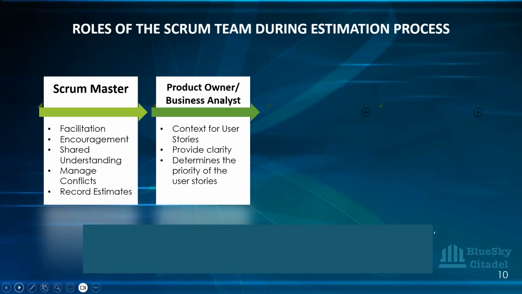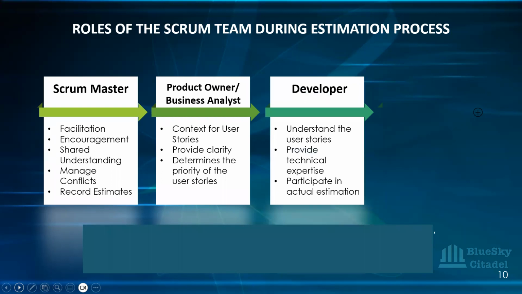So these are the things that the PO or the business analyst do during the estimation process, to be able to give the team understanding in relation to the priority, in relation to the scope of that story, that helps them to be able to estimate it properly.